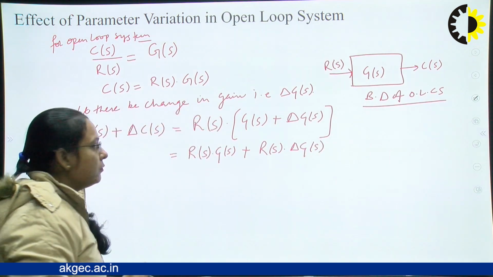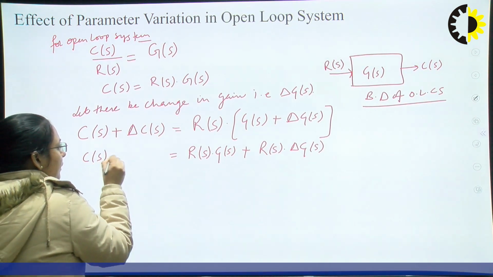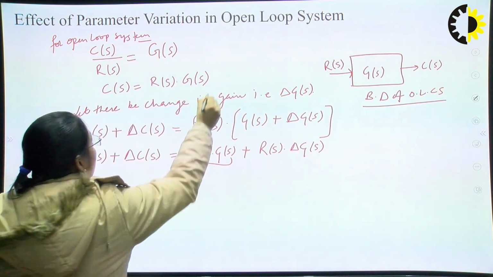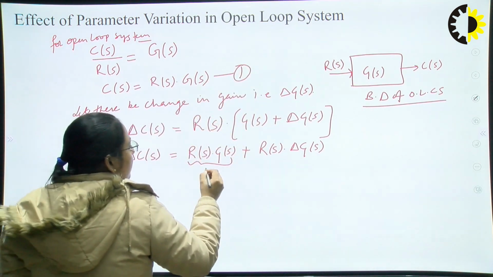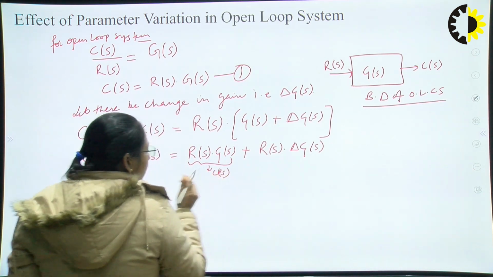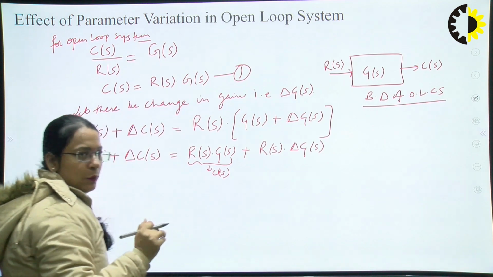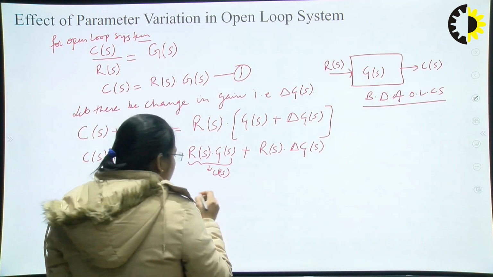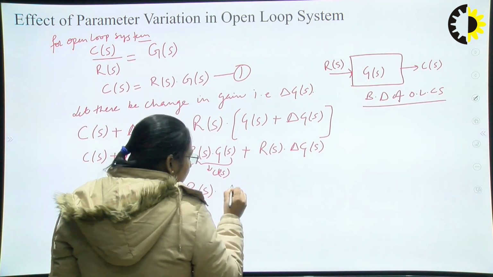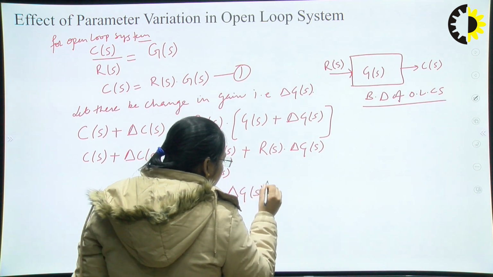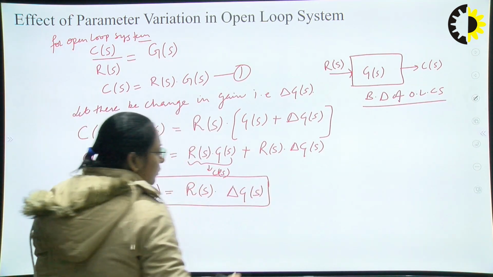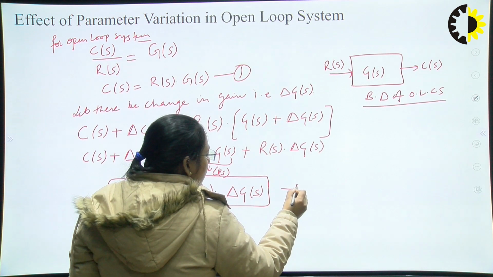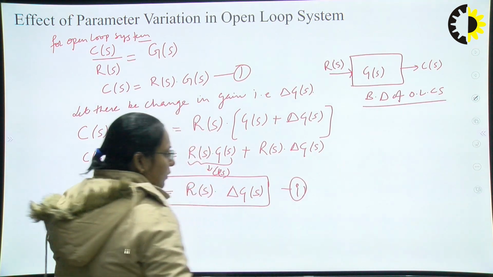As we know, R(s) into G(s) from the earlier equation is equal to C(s). So if we compare the left hand side and the right hand side of this equation, we get delta C(s), that is the change in output due to the parameter variation in the forward path of the open loop system, equals R(s) into delta G(s). Let us consider this as equation number one.